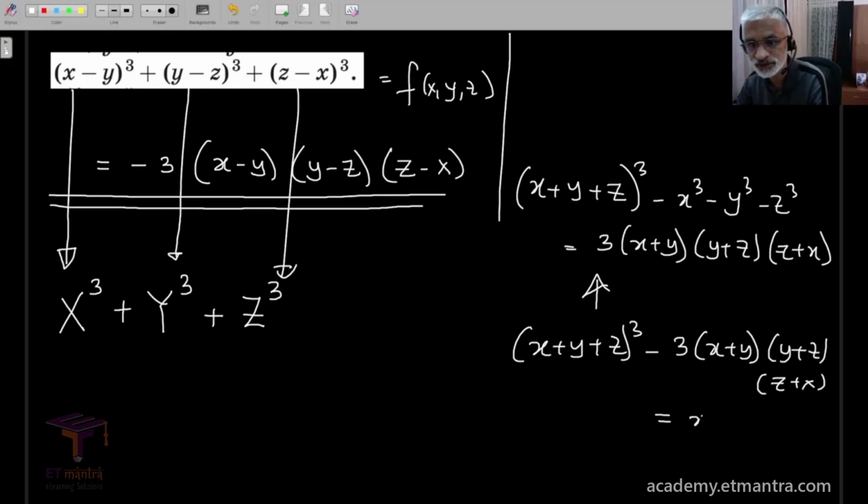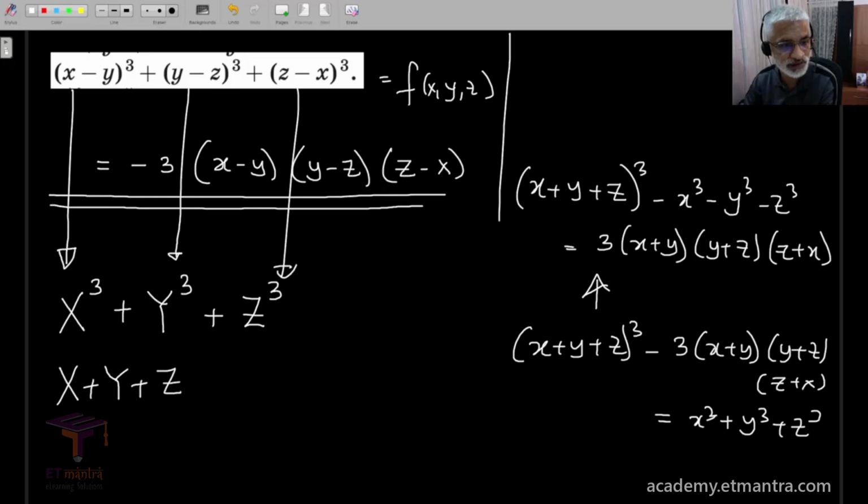This is equal to x cube plus y cube plus z cube. Now notice, and this is the key observation here, notice that x plus y plus z is equal to 0. Just to make sure that everybody is with me, if you add x minus y to y minus z to z minus x, you get 0.